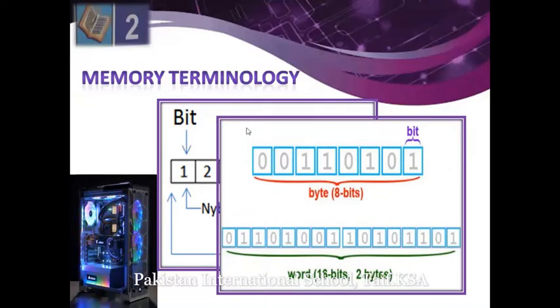So this is a single bit. It can be a 1 or it can be a 0. This is another bit, and one more bit like this. So we have 8 bits here. The 8 bits are combined here, and the combination of 8 bits is called 1 byte.